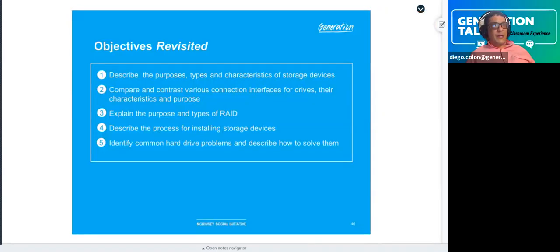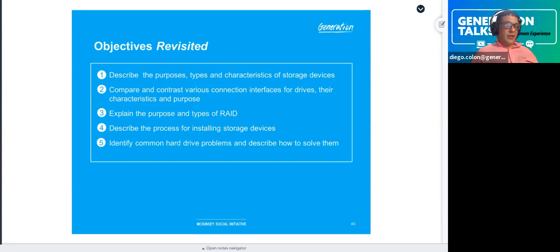Okay, thank you. As we saw, overall, this session covered the features and roles of drives and their connectors. Hopefully by now we should be able to describe the purposes, types, and characteristics of them, compare and contrast the various connections and interfaces with the actual drives, the characteristics of what they're used for, the zip drive, tape drive, your optical drives, your SSDs and HDDs, your flash drives, and understand where they're being used, and explain the purpose and the types of RAIDs that are out there.